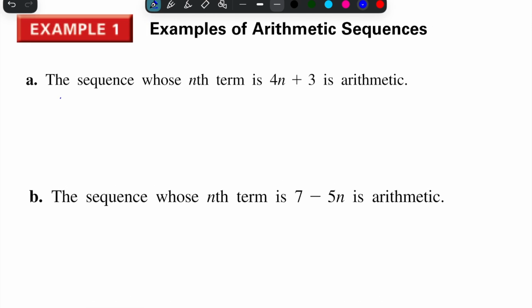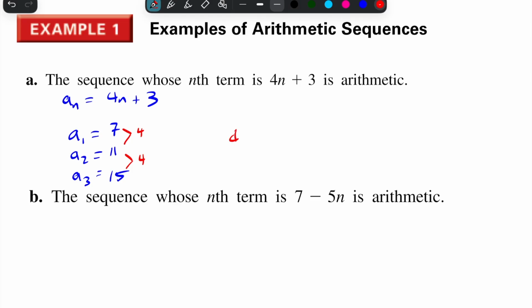So we're looking at the sequence defined as 4n plus 3. So a1 would be 4 times 1 plus 3, which is 7. a2 would be 4 times 2 plus 3, so 8 plus 3 is 11. a3 would be 4 times 3 plus 3, so 12 plus 3, which is 15. Notice what our common difference is here, right? If I do 11 minus 7, I get 4. If I do 15 minus 11, I get 4. So this is an arithmetic sequence with common difference 4.